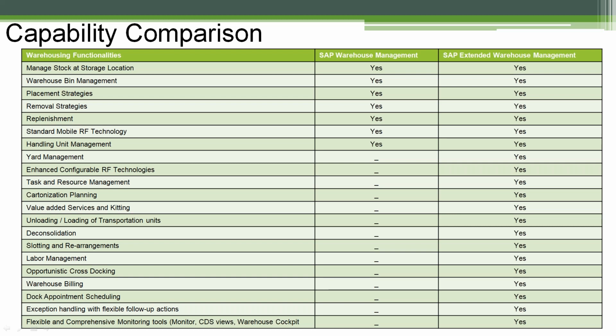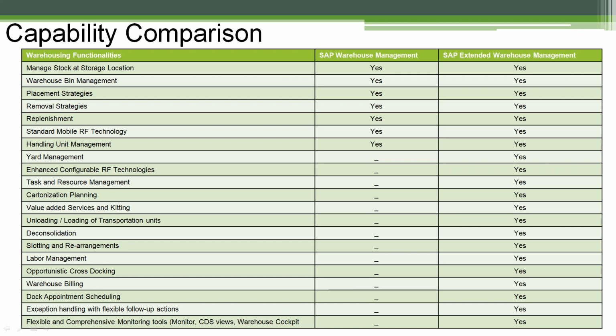We also have replenishment, placement strategies, removal strategies. The main aim of having a warehousing system is to have bin management and manage storage location stock. Those features are also there in EWM. But features like placement strategy, removal strategies, replenishment, they are the same, but the way we do it in EWM is totally different. So that's why even if you are from a WM space, you still have to go through these concepts in EWM. Functional understanding of these warehousing processes will help you, but you still have to see how it works in SAP EWM.